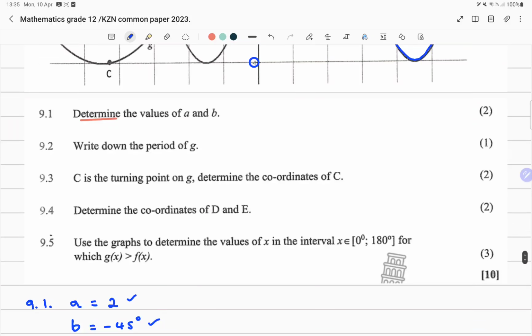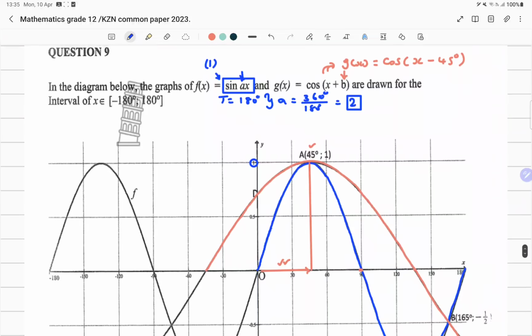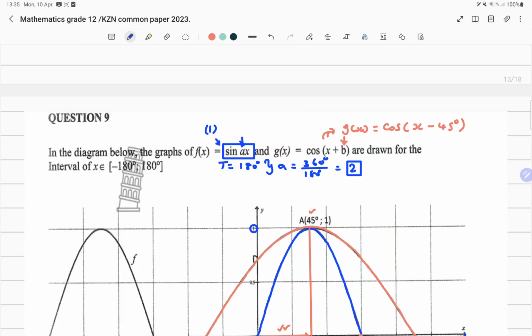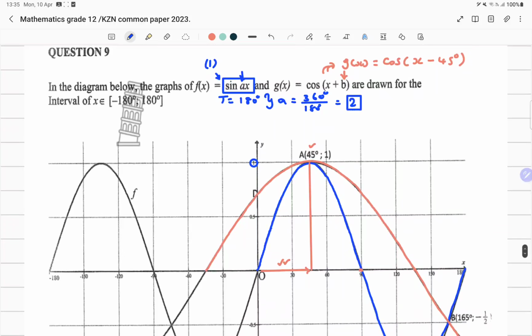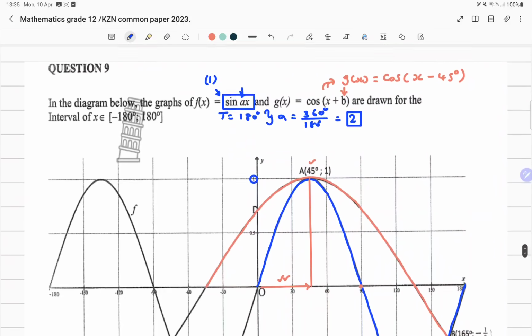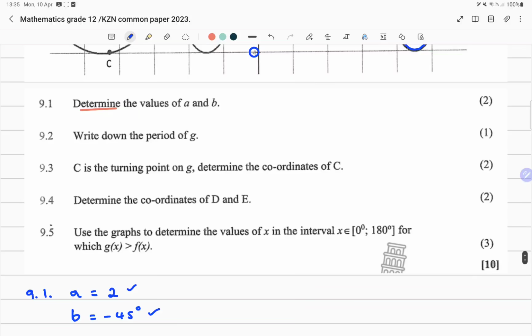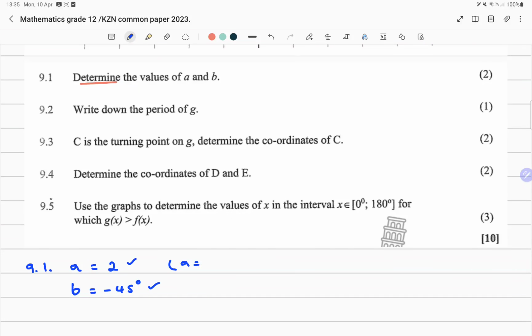Yes, the question says determine. You may find yourself thinking, do I have to explain? Yes, you can, but for 2 marks and on graphs, you don't really need to do too much. So just be familiar with how to answer graph-related questions. But if you want, you may say, fine, I got this 2 because I know A is the ratio of the old period over the new period. You can just say To, which is the old, over Tn, the new period. This is going to be 360 degrees over 180 degrees according to the graph. And that explains why you have that. So you can write it like that.